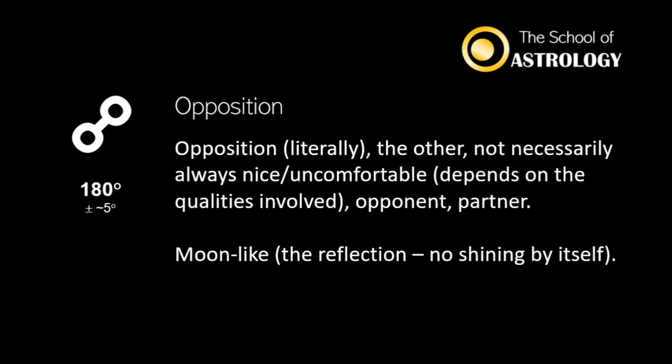The opposition means literally an opposition, or the other, also an opponent. It's not necessarily always nice or uncomfortable, so you basically cannot determine by the aspect as such the sheer quality that it has. The quality of the encounter can be nice or uncomfortable. It can be both. It is, in any case, an opposition, so it depends on the qualities involved that encounter each other. It can also be a partner, so the opposition by itself is immune to the quality.